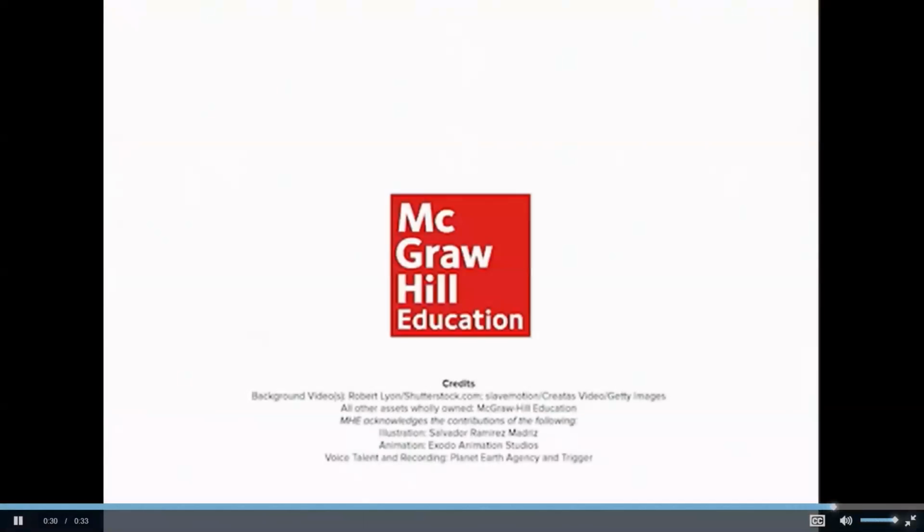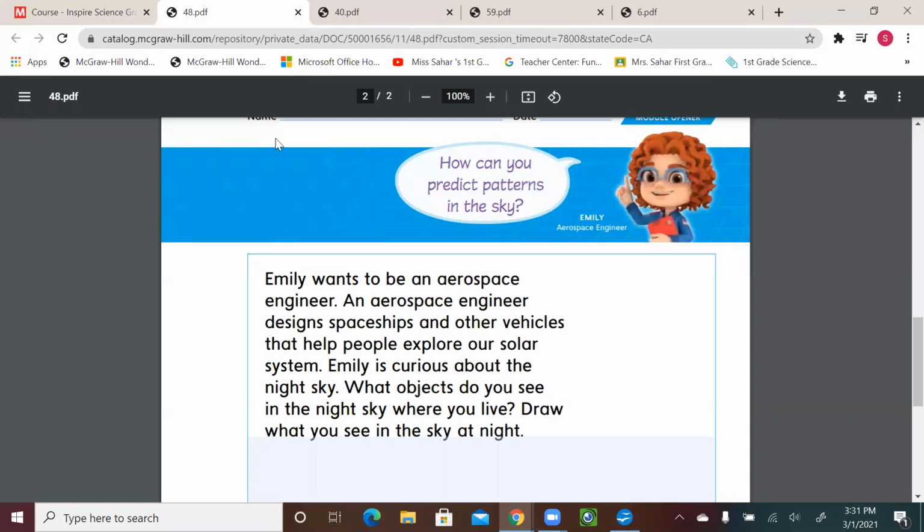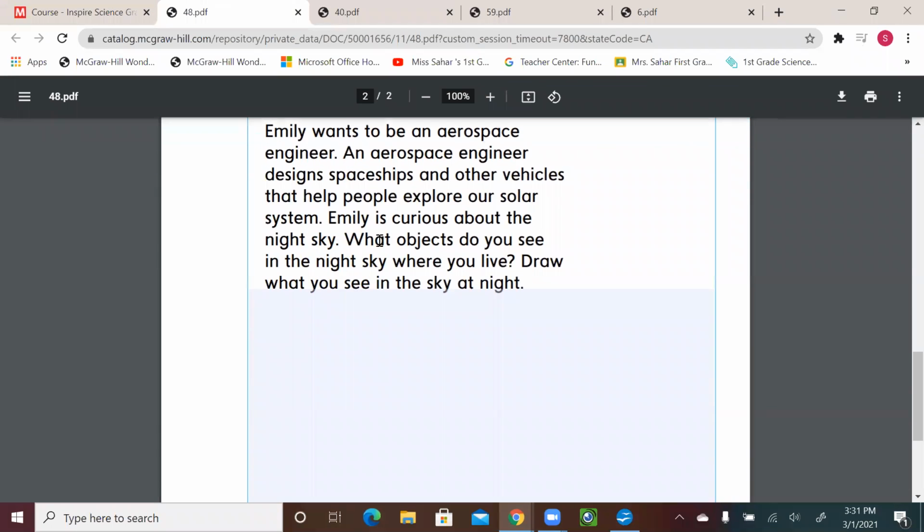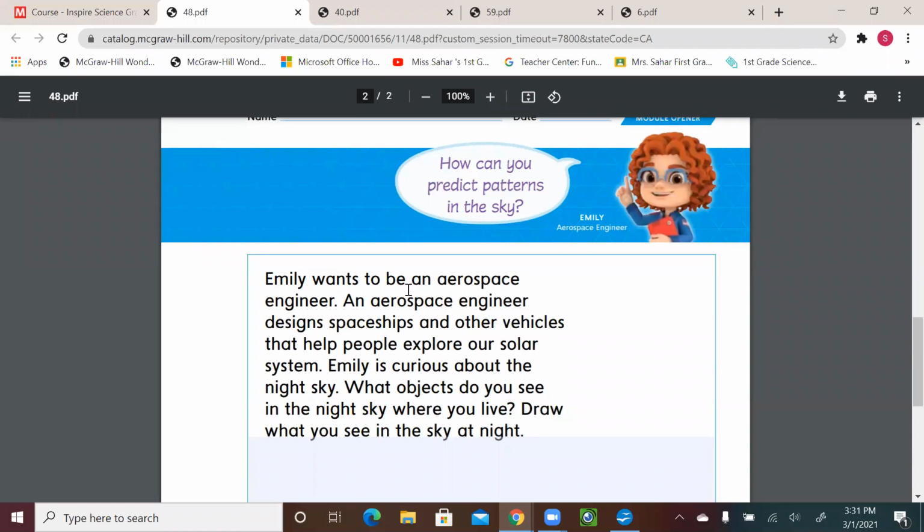All right. Let's go over here and see what we have. Emily wants to be an aerospace engineer. An aerospace engineer designs spaceships and other vehicles that help people explore our solar system. Emily is curious about the night sky. What objects do you see in the night sky where you live? Draw what you see in the sky at night.